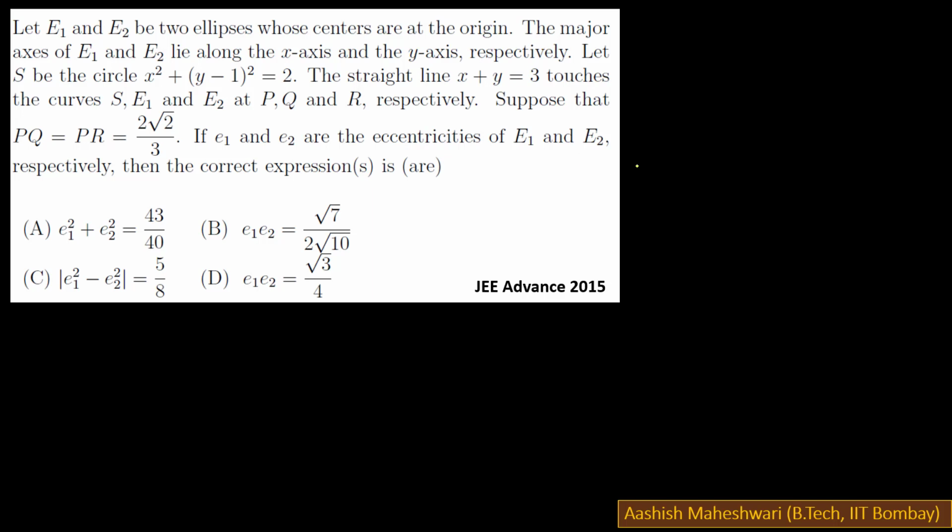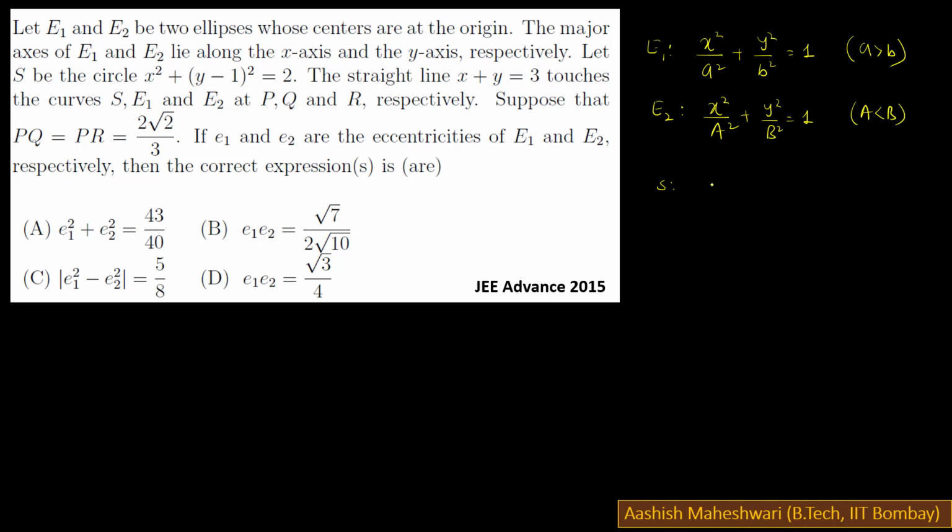So we can say ellipse E1 will have the equation x square upon a square plus y square upon b square equals 1, center at origin, and major axis along x-axis. So this is a greater than b, right? And E2 is a vertical ellipse, that is its major axis is along y-axis. So here you can say a is less than b, standard thing, right?